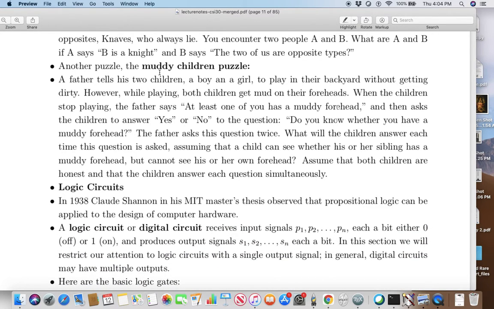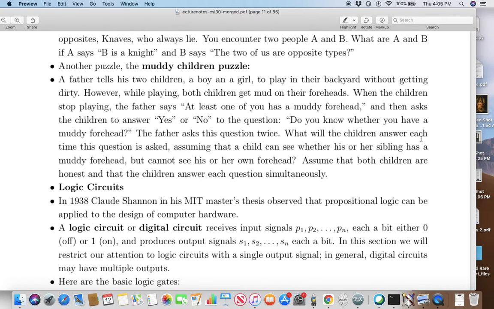Here is another puzzle, the muddy children puzzle. A father tells his two children, a boy and a girl, to play in their backyard without getting dirty. However, while playing, both children get mud on their foreheads. When the children stop playing, the father says at least one of you has a muddy forehead, and then asks the children to answer yes or no to the question: Do you know whether you have a muddy forehead? The father asks this question twice.